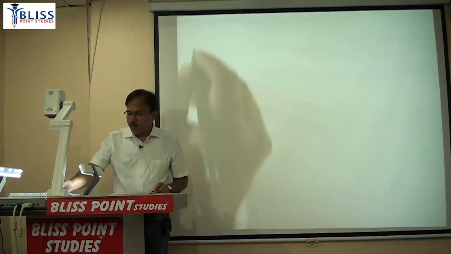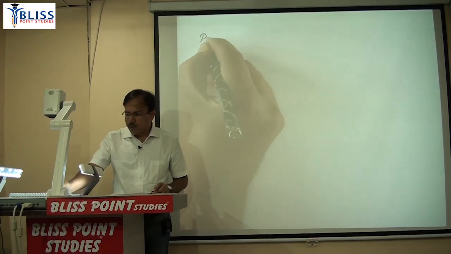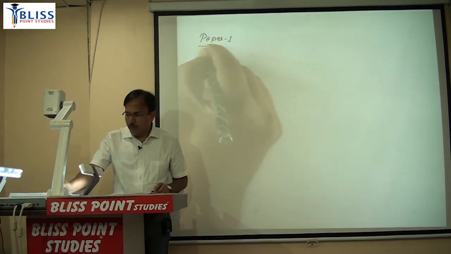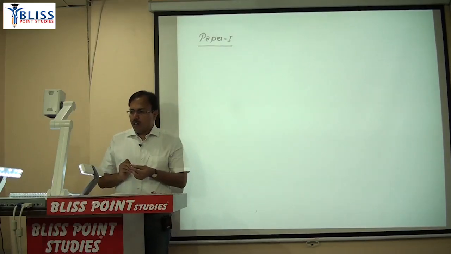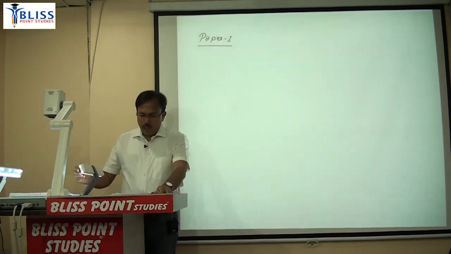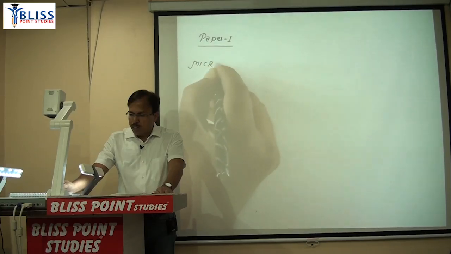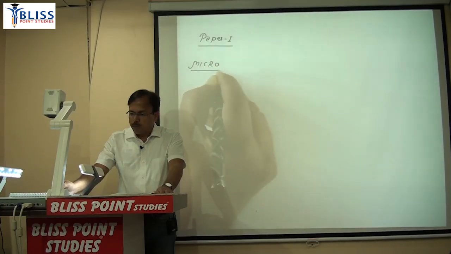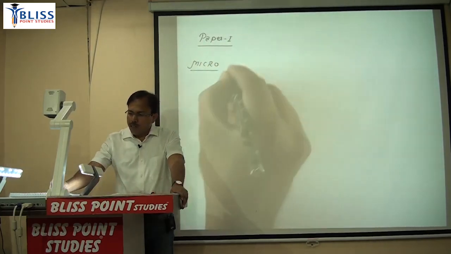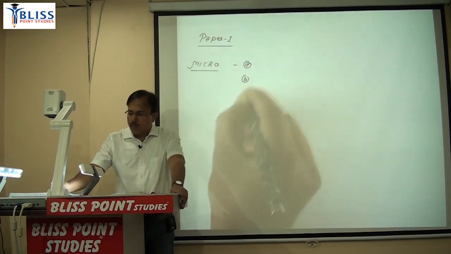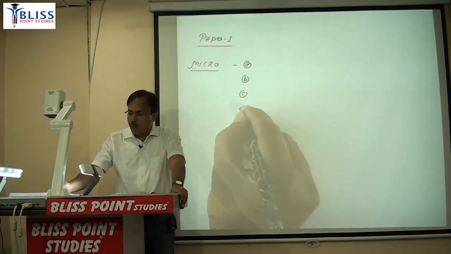We'll start with paper 1. Within paper 1, the first topic is advanced micro. Within advanced micro there are 4 subtopics. So just write those 4 subtopics.